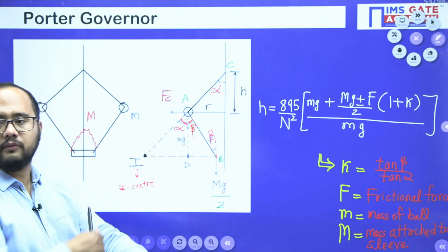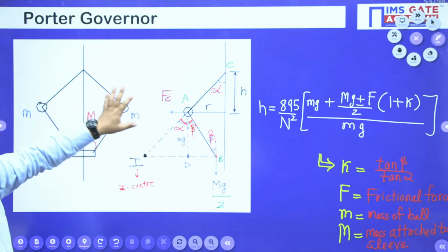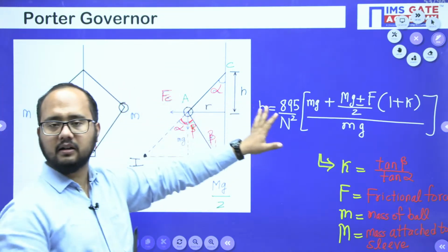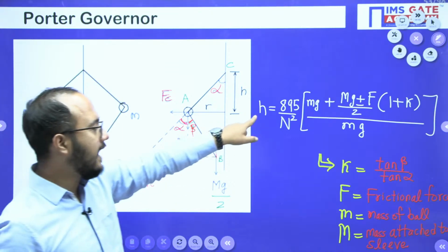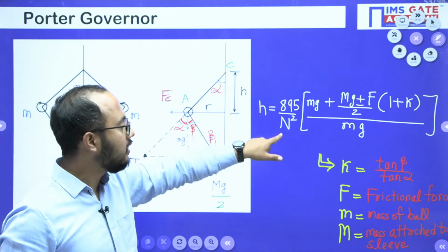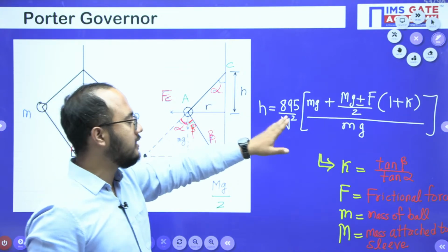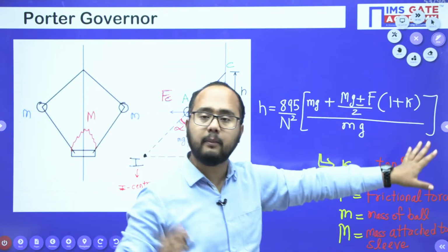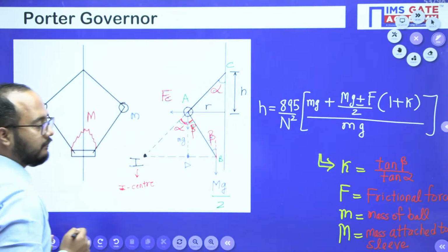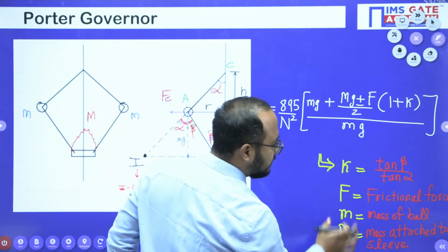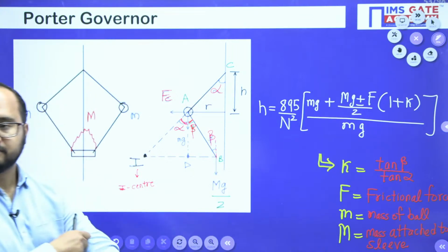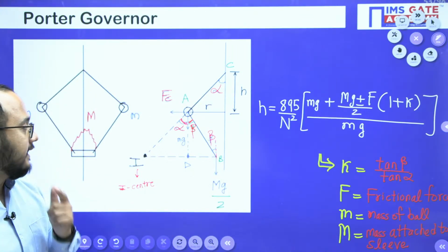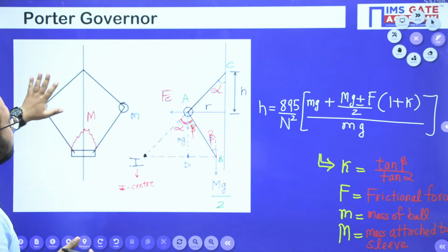Himanshi is not clear, please. Which part is not clear? I think the diagram is not clear. Please tell me which part is not clear, right? So this formula, H is the height of the governor, which equals 895 by N square, and this is the formula that you need to remember in the case of the Porter governor. These are the parameters used in this formula, where K is tan beta by tan alpha. Diagram part, see, first of all, you should understand the Porter governor part.